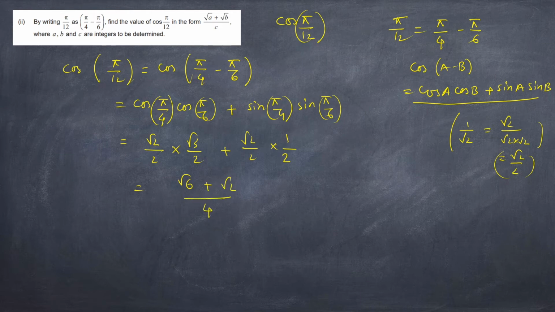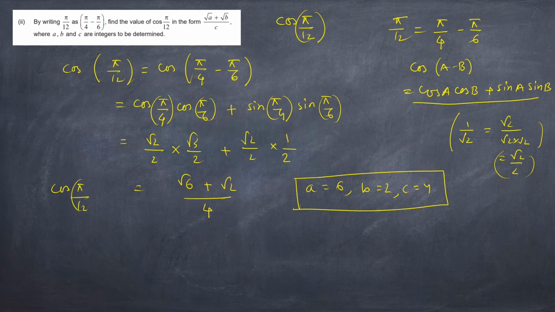If you compare this with the given form, a equals 6, b equals 2 and c equals 4. So we have found our answer, that is a equals 6, b equals 2 and c equals 4. So it is basically cos pi by 12.